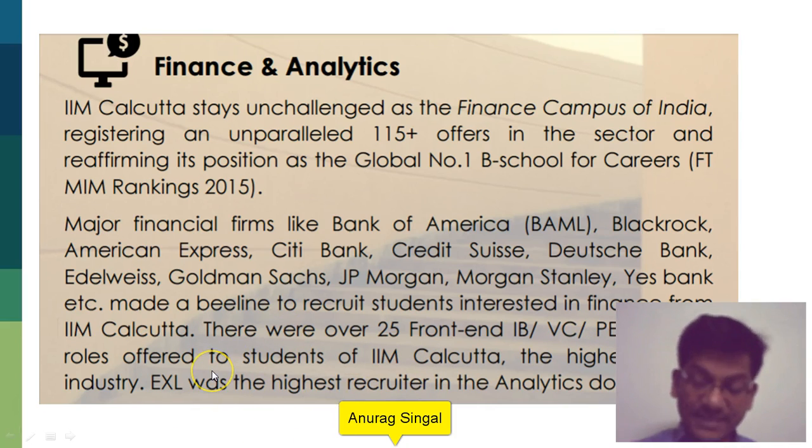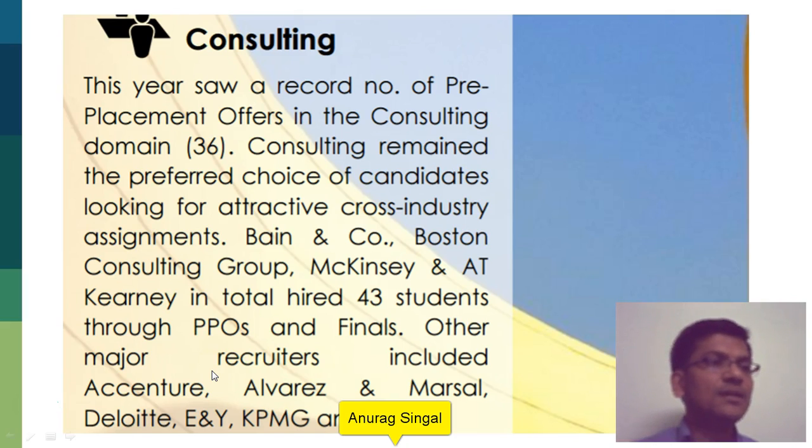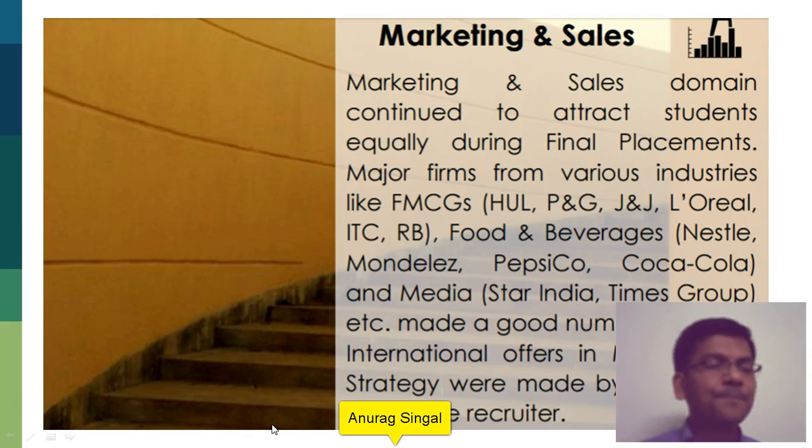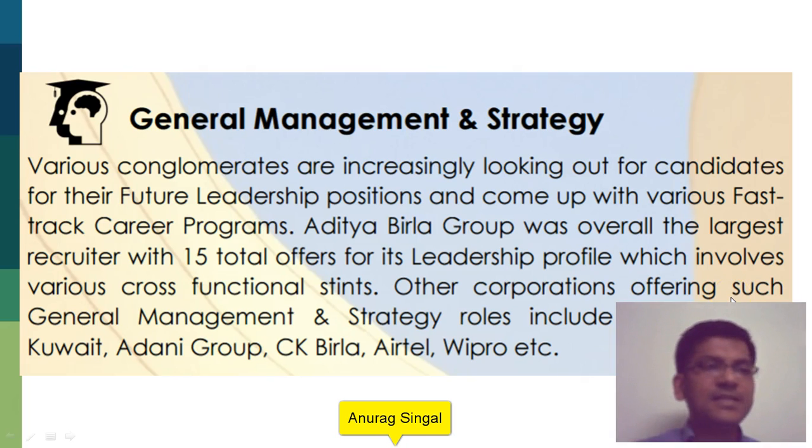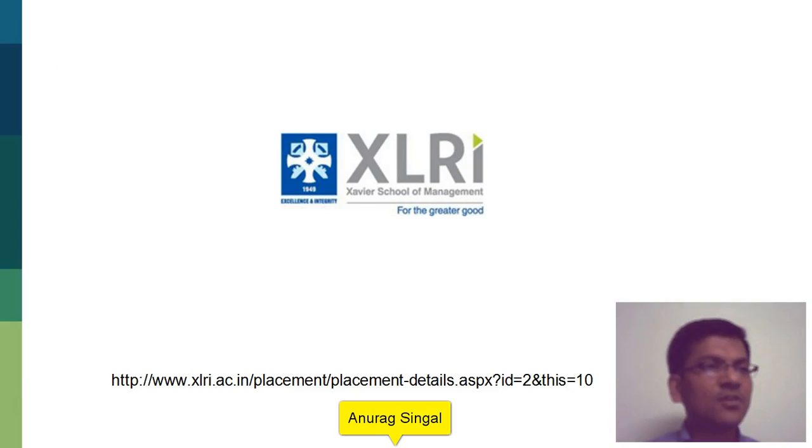In analytics, EXL is a big-time recruiter. Then PPOs and all, so you'll have all these: McKinsey, Bain, BCG, AT Kearney, A&M, Accenture, Deloitte. Marketing roles, all these FMCGs make a beeline: HUL, P&G, J&J, L'Oreal, ITC, RB, Nestle, Mondelez, Pepsi, Coke, Star and all. GenMan again, the same names: TAS, Alshaya, Kuwait and all.